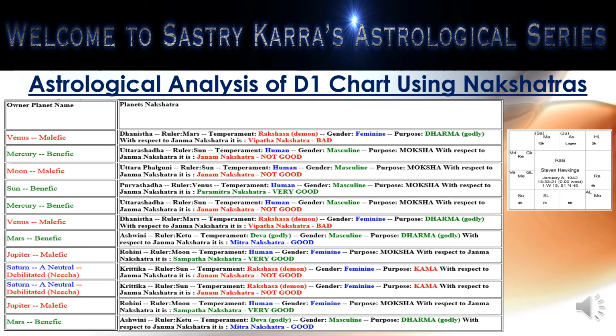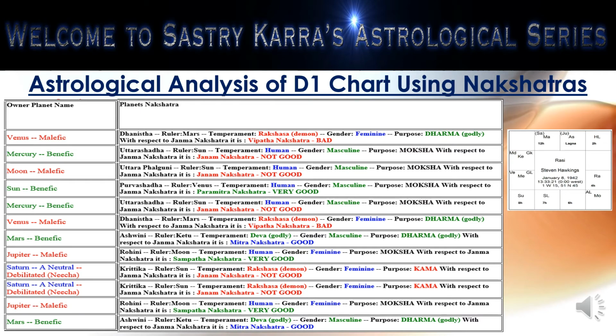Saturn is residing in the Kritika Nakshatra. Kritika Nakshatra's owner is Sun. Oh, great. We all know that, first of all, the Sun and Saturn are bitter enemies. That means Saturn is residing in the nakshatra owned by its bitter enemy. So, for sure, something bad he will do. And the second thing is, with respect to Janma Nakshatra, Kritika is not good. So, we know what is going to happen.